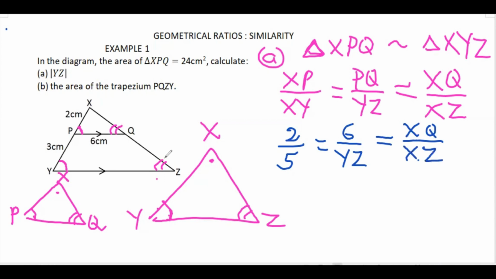XZ. So when you have this, you can clearly see that you know the whole of this ratio and you want to find this one. So just choose these two and solve. Choose those two and solve.